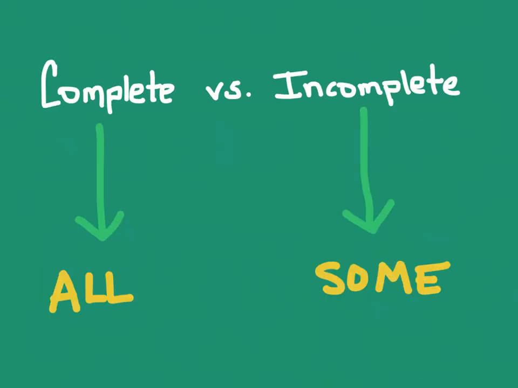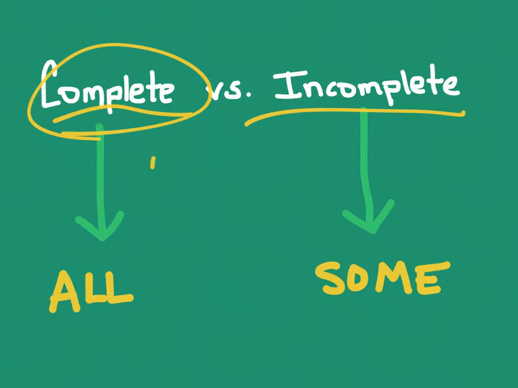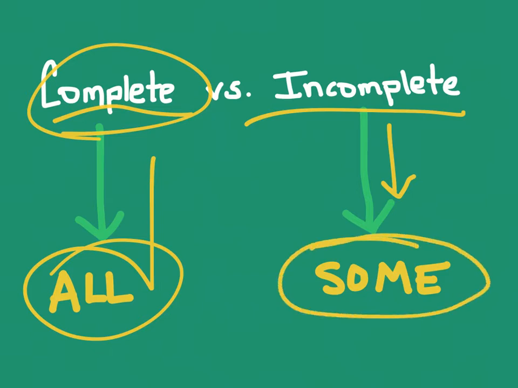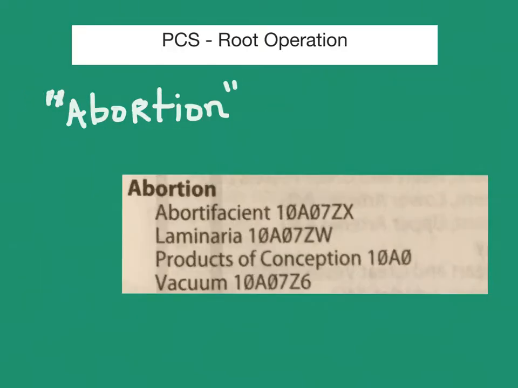Two more terms to be familiar with in this chapter are complete and incomplete. Complete abortions are when all of the products of conception are expelled from the uterus. On the other hand, incomplete abortions are when some of the products of conception have been expelled, yet some of the products of conception are still retained within the uterus. So it's important to understand the difference here.